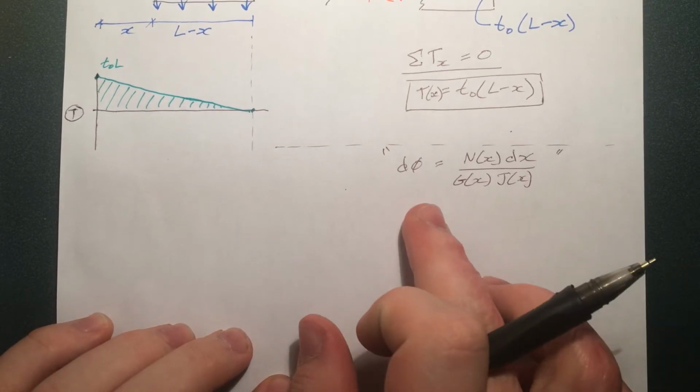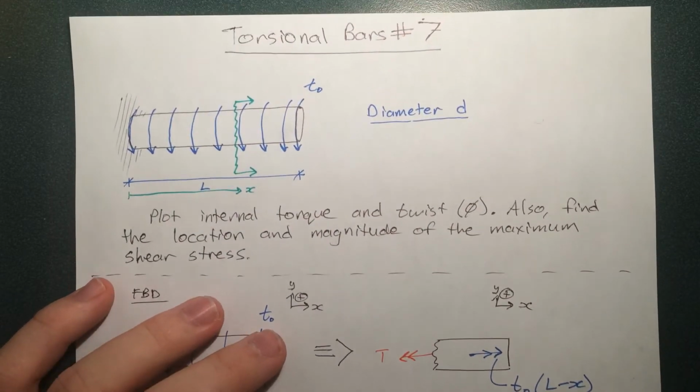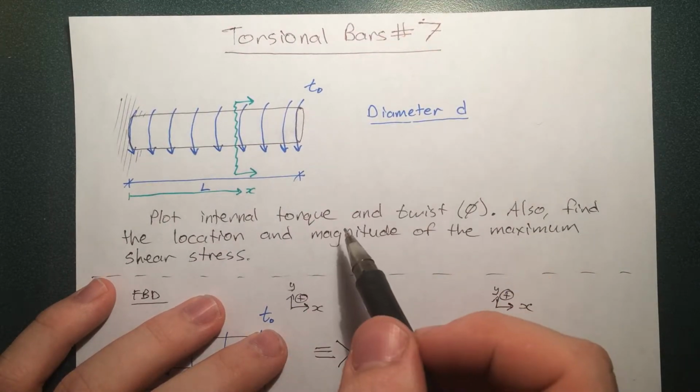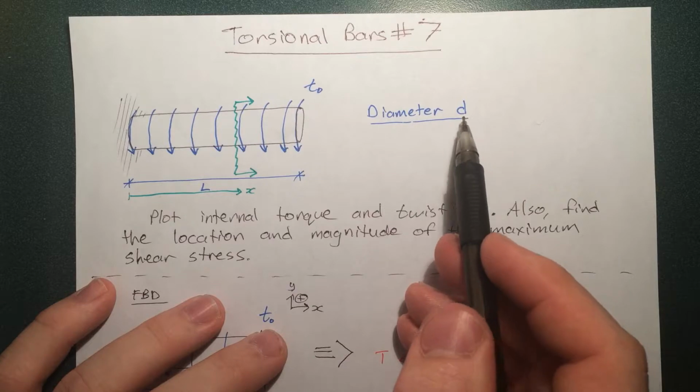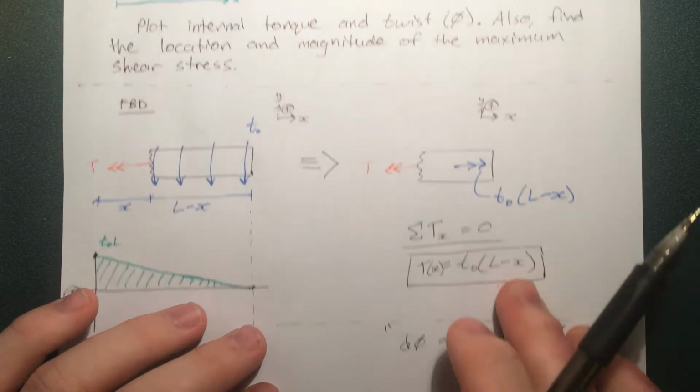In our case, G, that's the material property, is constant, and J is also constant because we're told it has a diameter d. Note here that we need to express phi in terms of just d, T naught, and L. Alright, we shouldn't have any other terms in there.